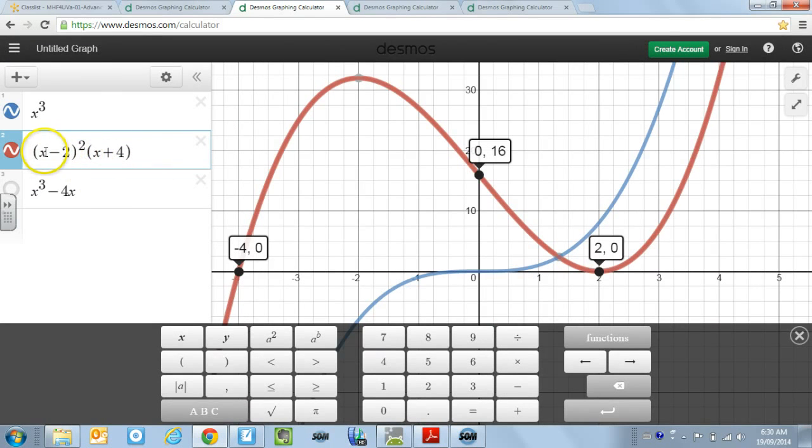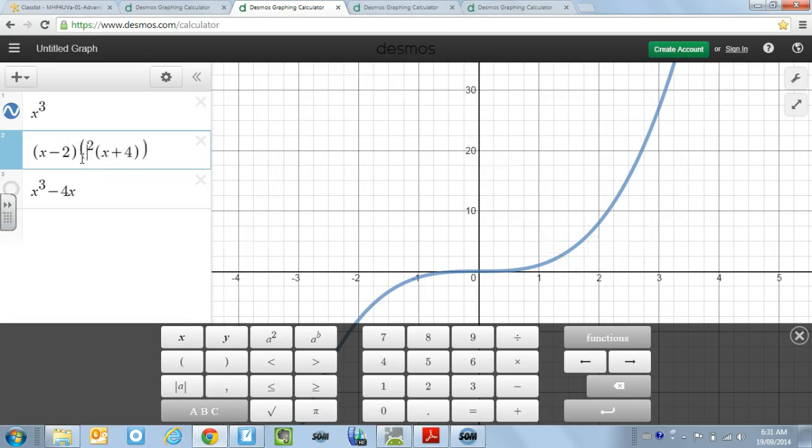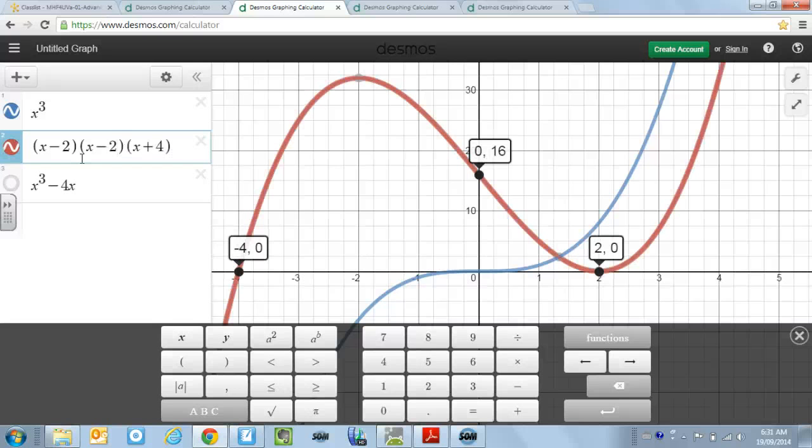So when I look at this now, I have x minus 2 squared, which means if I did expand this, I would have an x squared term times another x. So this is still a cubic function. I still have 3 x's in there. My y-intercept would be negative 2 times negative 2 times 4, which is the 16 that's here. Remembering, of course, that this is exactly the same as having x minus 2 times x minus 2 times x plus 4.